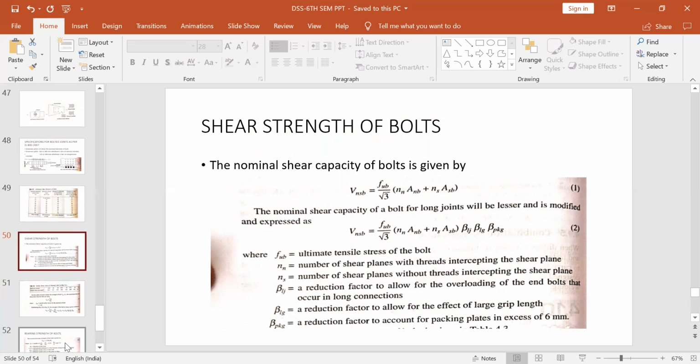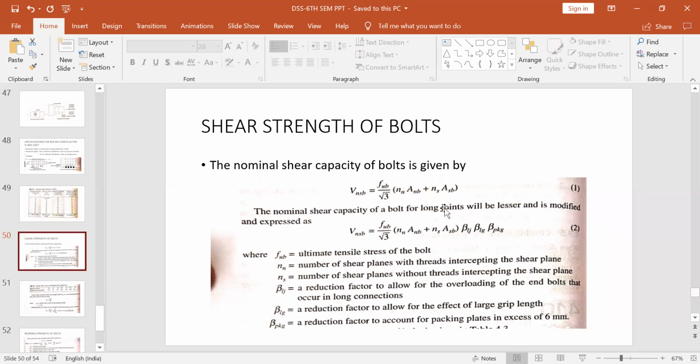Now, what is meant by the shear strength of a bolt? As we discussed while discussing the failure of bolted joints, whether it was failure of plates or failure of bolts, one important requirement is the shear capacity. What is the shear strength of a bolt? How to find it? The nominal shear capacity of a bolt is given by this formula: V_nsb is equal to f_ub by root 3 into (n_n A_nb plus n_s A_sb). This is for normal bolts.